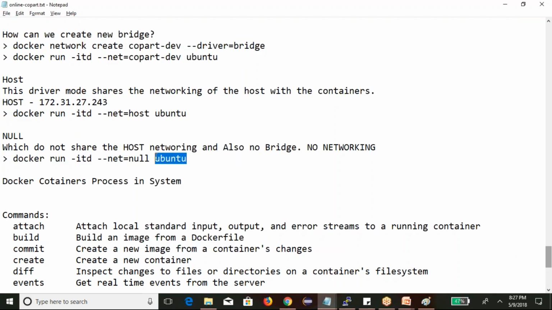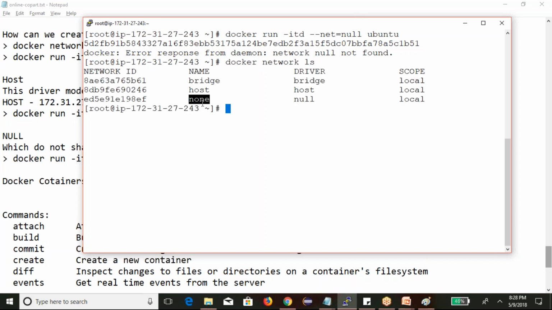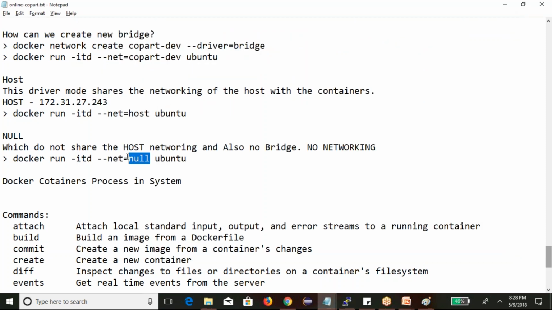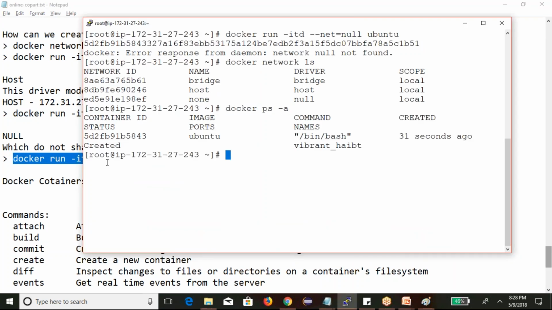Okay, the same mistake I'm doing again and again. Blindly I'm running. No, this was correct. What is this? Network null not found. Okay, driver should be null, but the name, I just verified, is none. So net is equal to, it should be the name. When you say driver, then here it should be the driver. So I did docker ps.